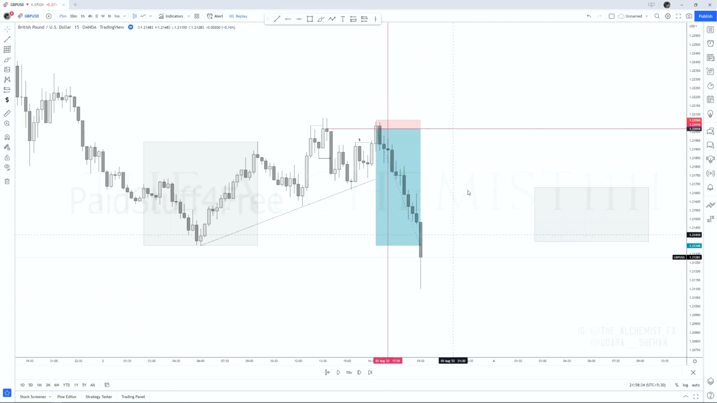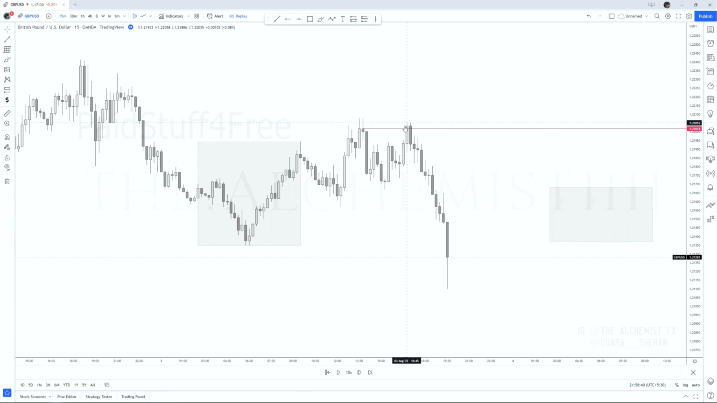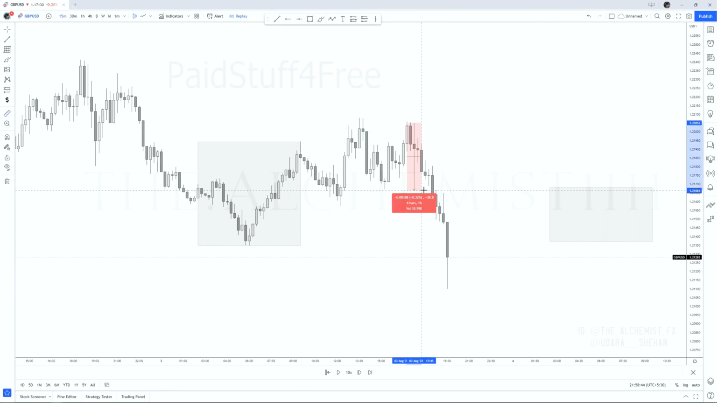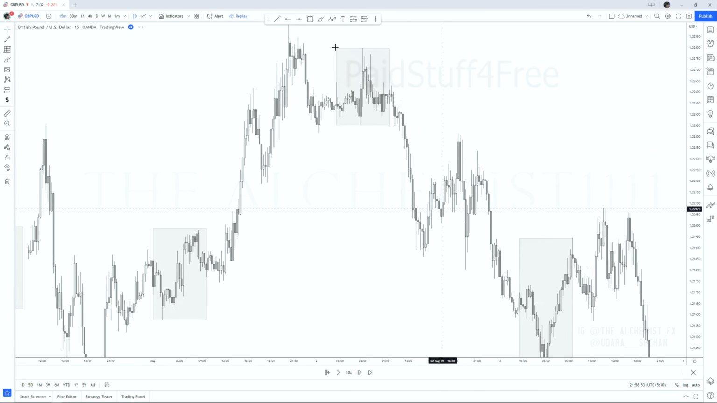See that? Okay, so targets are what matters. Not entries actually. You have to have proper targets, because what if I just take a sell here and then close it somewhere down here? I'm losing a major part of the move. Even after that, it ran up to 30 pips. Okay, so that's that.